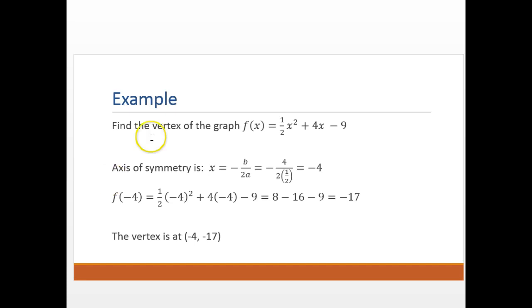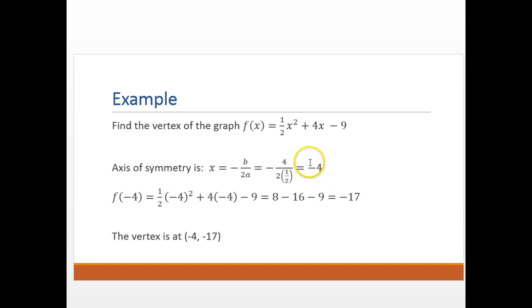Let's look at an example. Find the vertex of this graph. f of x is 1/2 x squared plus 4x minus 9. My axis of symmetry is negative b over 2a, so negative 4 over 2 times 1/2, which is negative 4. And f of negative 4, when I plug back into this equation, is 1/2 times negative 4 squared plus 4 times negative 4 minus 9, which yields negative 17.